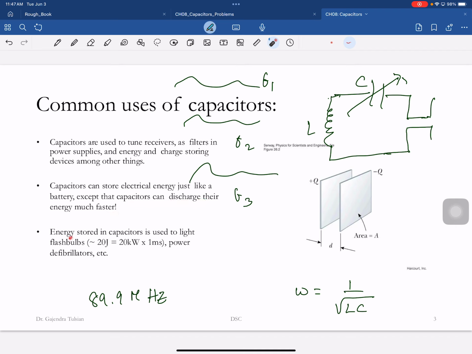So here are some numbers. Energy stored in a capacitor is used to light flash bulbs. Okay, so 20 joules. What can you do with 20 joules? 1 kg, 0.2 meters, so mgh. Okay, so 2.5 pounds dropped from a foot to the ground. That's how much energy 20 joules is. That's how much energy you store in your capacitor when you take a flash picture.